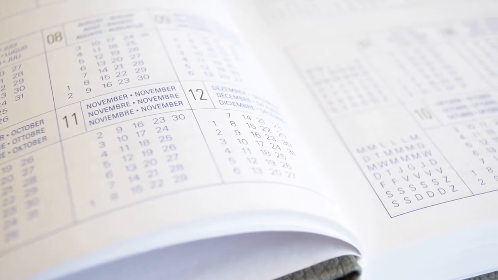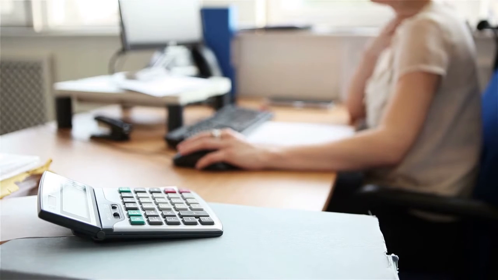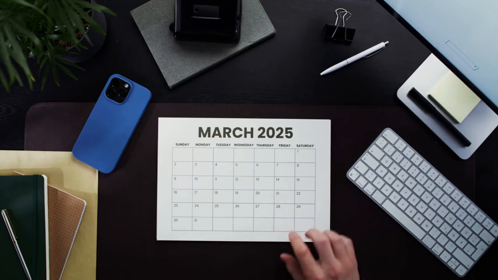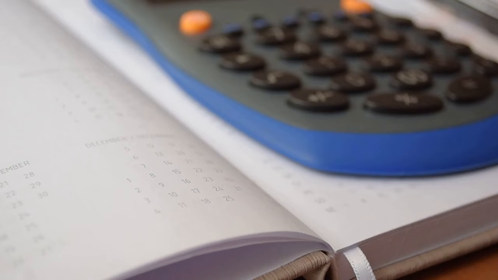Let's dive right in. First, we can use the TEXT function. This is a simple way to format dates. Select the cell where you want the month and year to appear. Type the formula =TEXT(A1, "mmmm yyyy"). Replace A1 with the cell containing the date you want to convert.